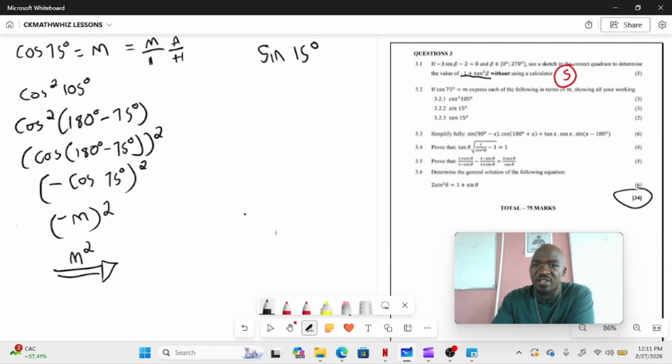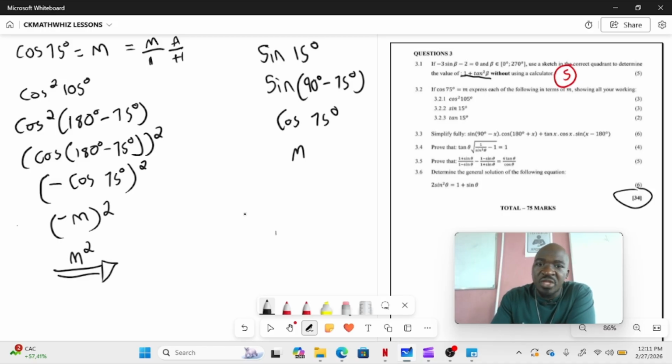For sine 15, we can simply use 90 degrees minus 75 degrees to get our 15 degrees. So this is going to lead to cos 75 degrees. Then we know for a fact that this is m, right? So this is a simple way.